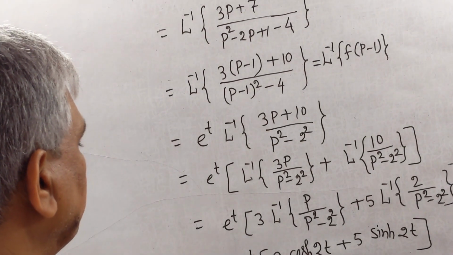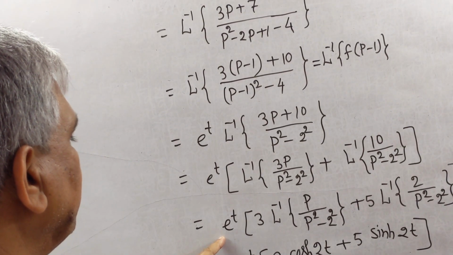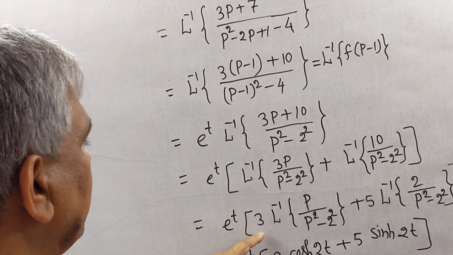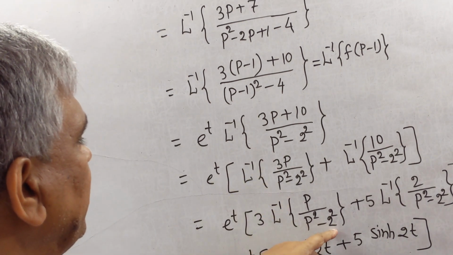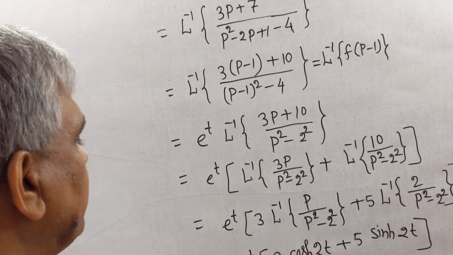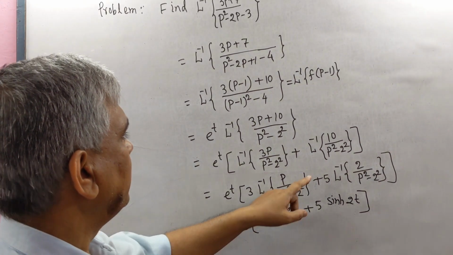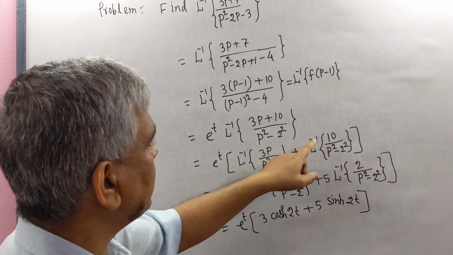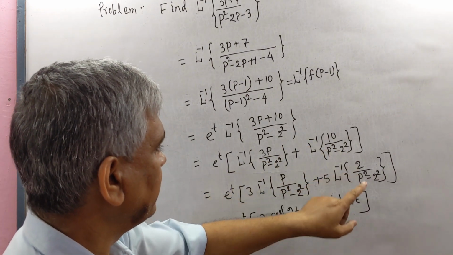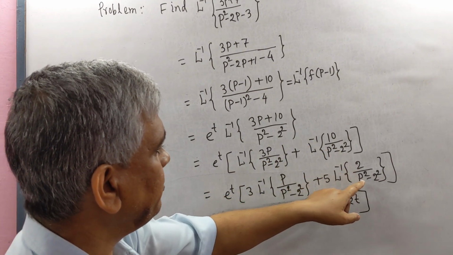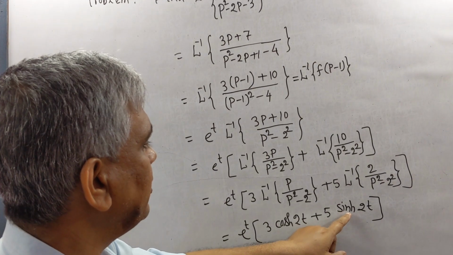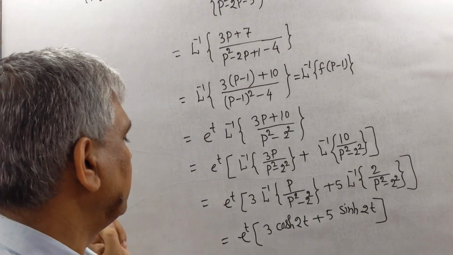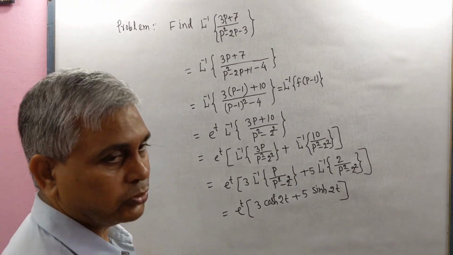So e to the power t, 3 outside, L inverse p by (p square minus 2 square). This is cos hyperbolic 2t. Here we take 5 outside, so 2 remains inside. L inverse 2 by (p square minus 2 square) is sin hyperbolic 2t. This is the required solution.